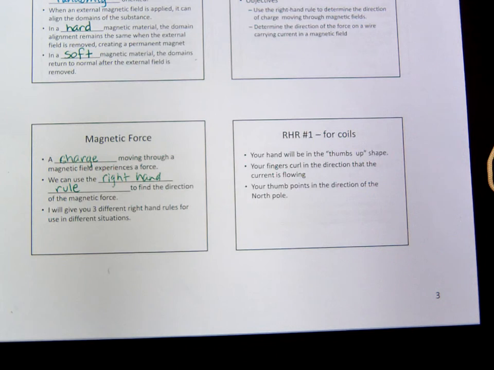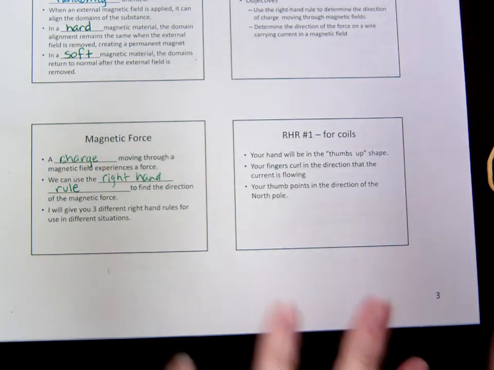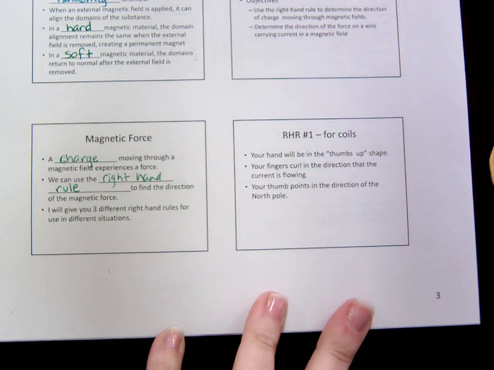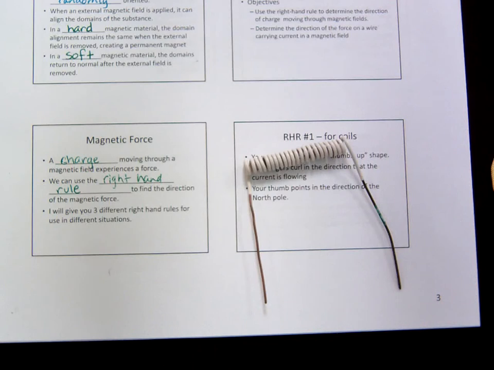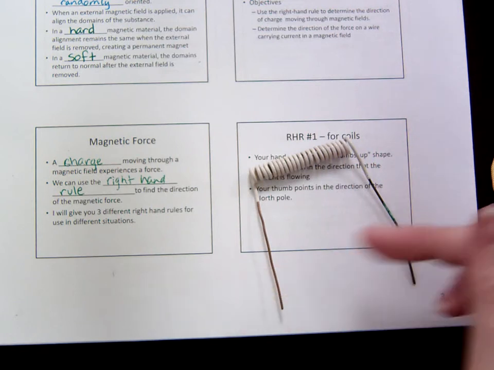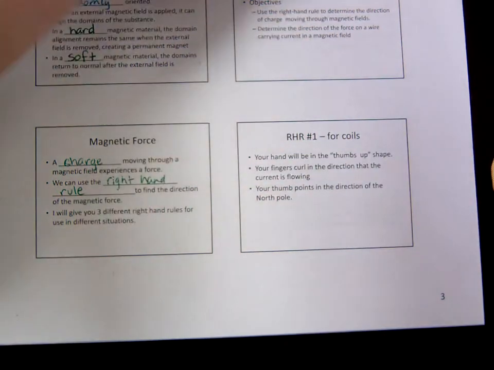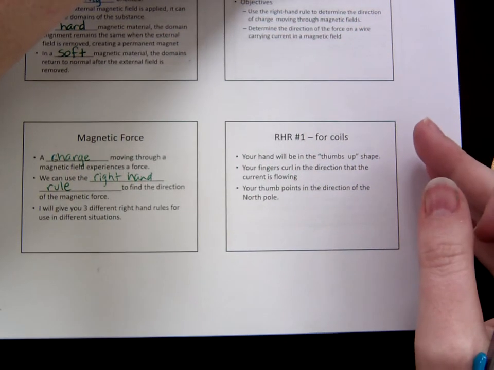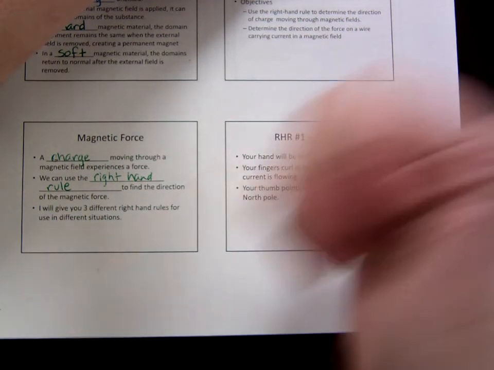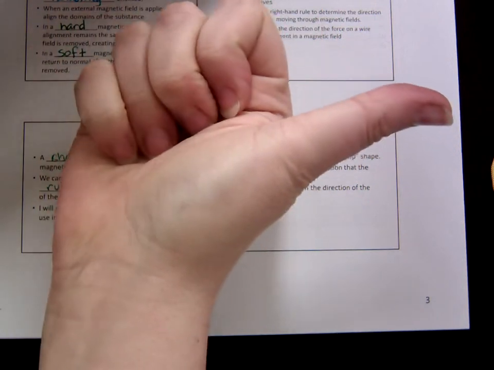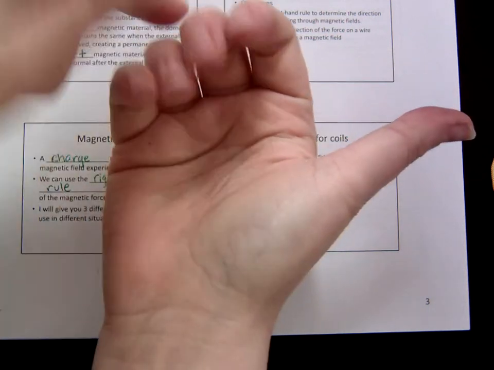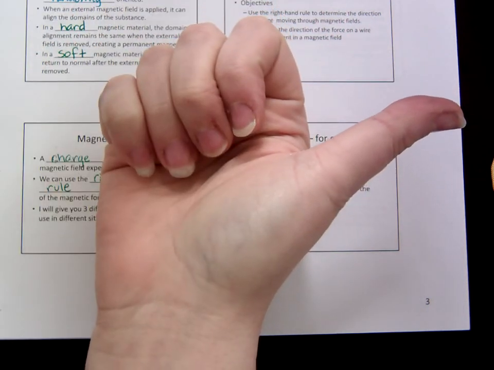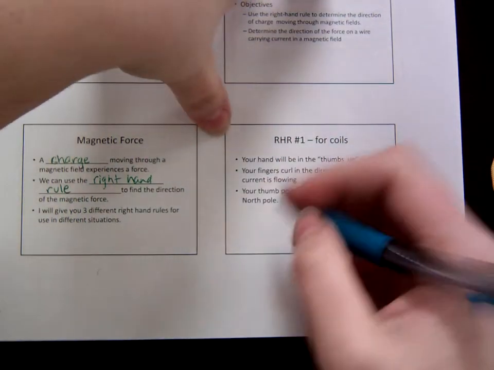Now, for the first right-hand rule that I'm going to show you, this is anytime you have a coil of wire. So if you have a coil of wire like this attached to a battery, you can figure out from the direction of current which way your magnetic field is going to go. First of all, your hand is going to be in the thumbs up shape. Your thumb will point towards the north pole of the magnet, and your fingers curl in the direction of your magnetic field. So let me draw you an example.